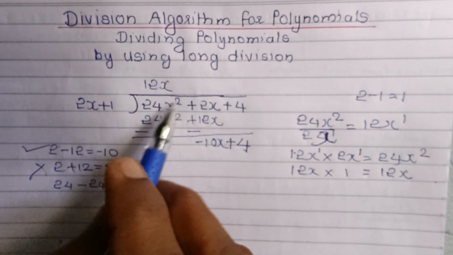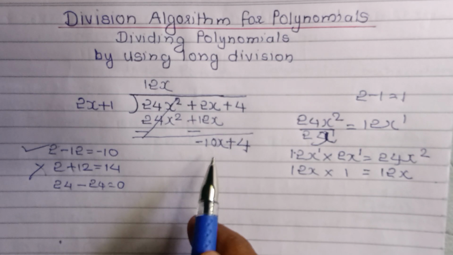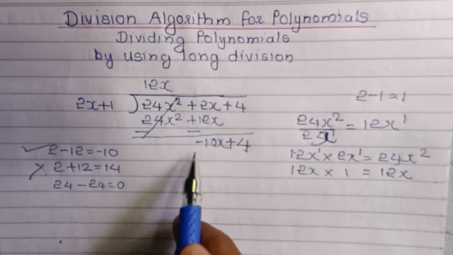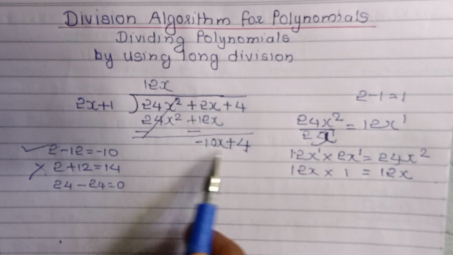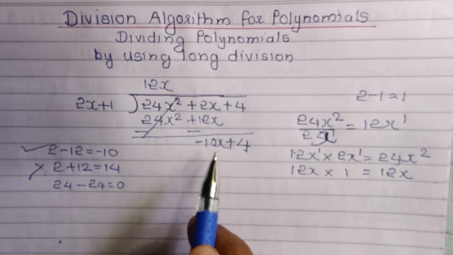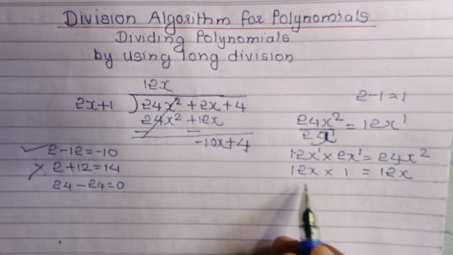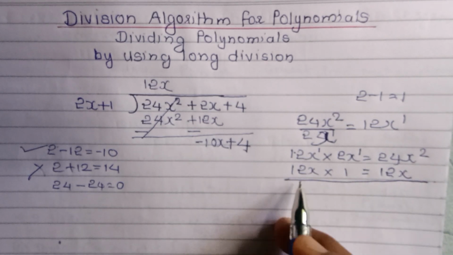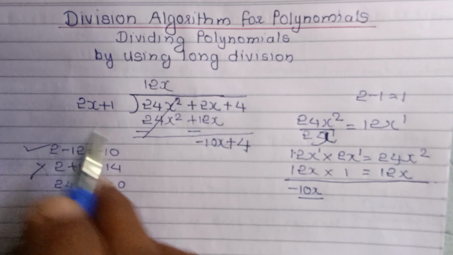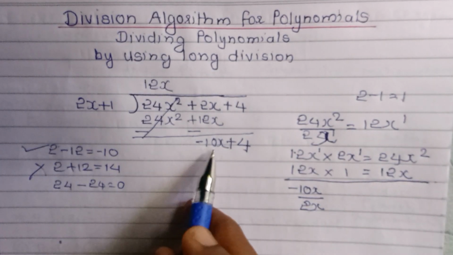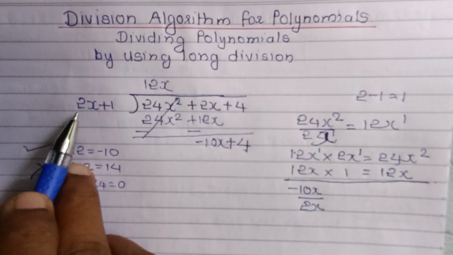If it is 0, then no need to write anything here. So just cancel it. Now you have to stop and see whether the remainder you got is 0, or whether its degree is less than the divisor. Here we didn't get 0 and the degree is also not less than this. So that's why you have to continue this process. Again you have to repeat the division. Minus 10x divided by 2x. The first term of this new dividend is minus 10x, so you take this and the first term of the divisor.